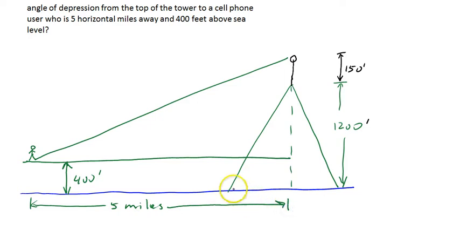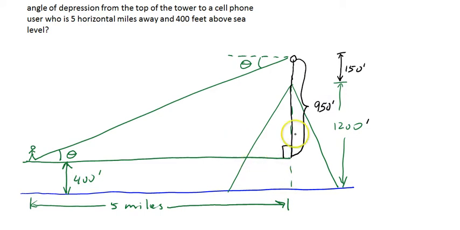Okay, so I think I have all my measurements. And the question is, what is the angle of depression? Now, this is not the angle of depression. You always measure angles of depression or elevation from a horizontal. So that's our angle of depression. And because it's an alternate interior angle with this one, that's the same thing. So how much is that distance right there? Well, from here to here is 1200 minus 400, so that's 800, plus 150 means that that's 950 feet.